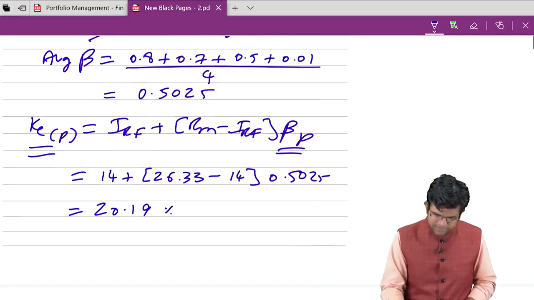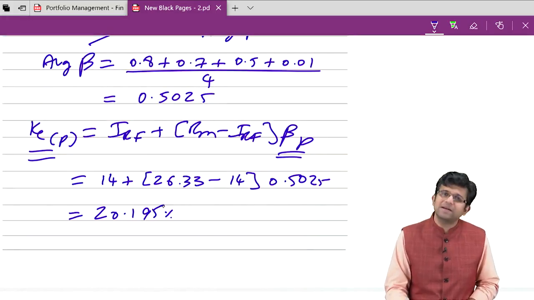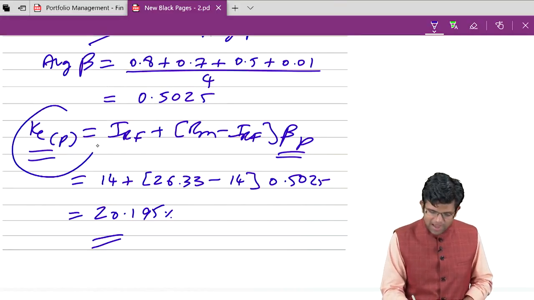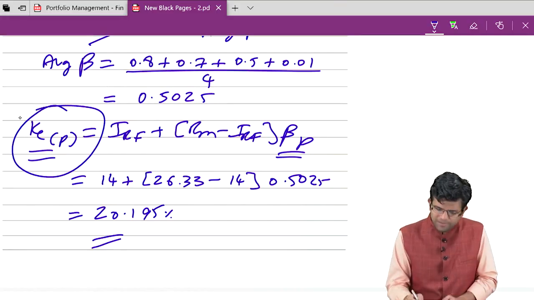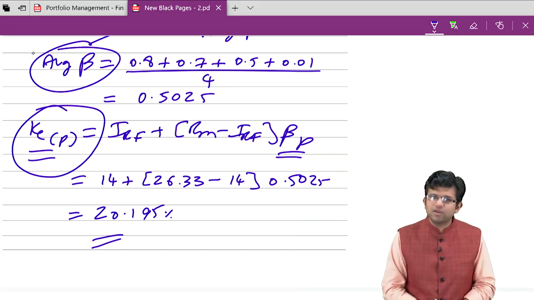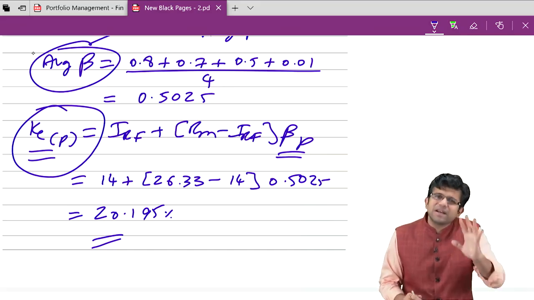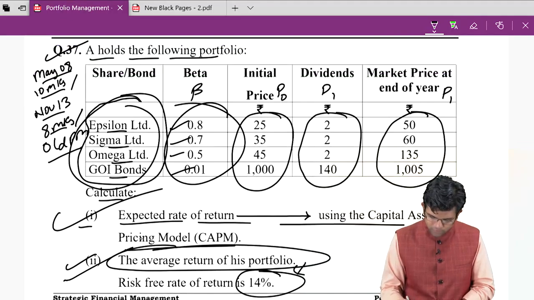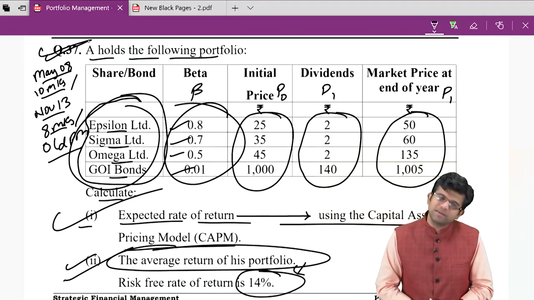Yes, 20.19%, which we had got earlier also. 20.195. Students, even this is 20.195 itself. So students, this is another method of calculating average return of the portfolio simply by calculating your average portfolio beta and straight away putting it in the CAPM formula. Okay students, so I hope you understood point number 2 and therefore question 37.